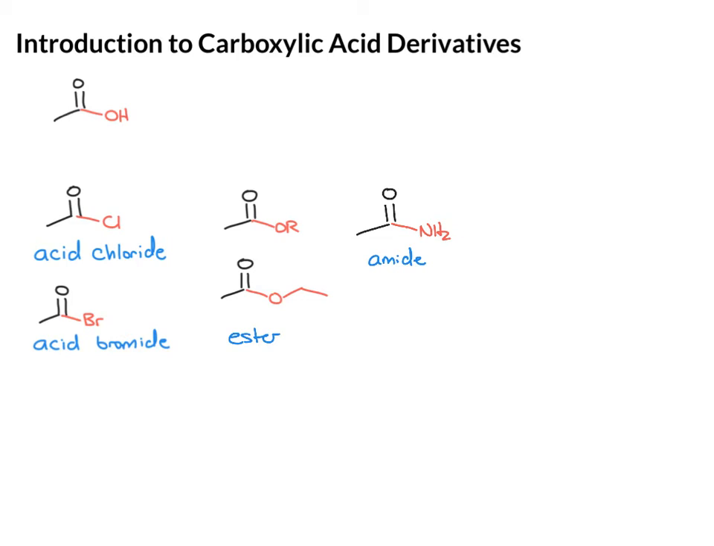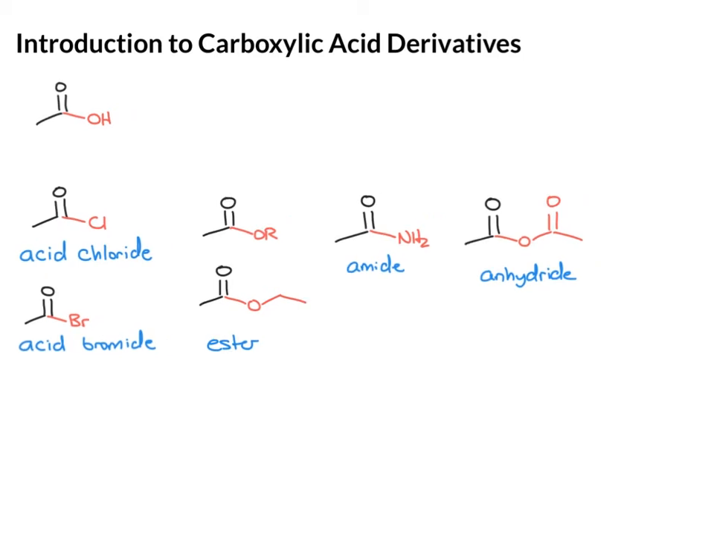And then the other one we'll spend some time looking at has another carbonyl group attached to an oxygen. And this is called an anhydride. And there's actually one other functional group that is a carboxylic acid derivative, although it looks a little differently from these, and that is the nitrile.